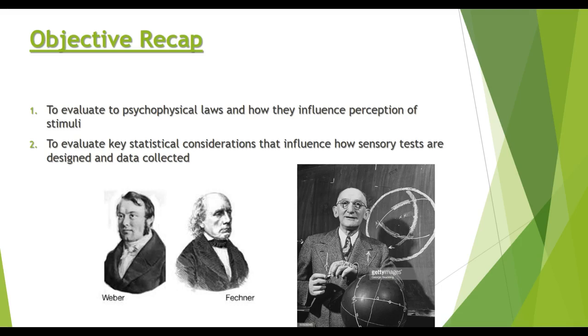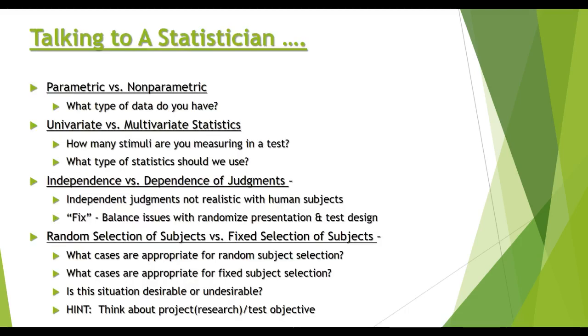So to recap, we talked about the different psychophysical laws. We talked about Weber-Fechner, we talked about Stevens, and we talked about the role of Thurstone. We also talked about key statistical considerations that influence how sensory tests are designed and data collected. I think it's very important when you talk to a statistician, and your takeaway from this class is understanding what a statistician does and what you as a sensory scientist, or a human subject scientist, need to understand about these data.